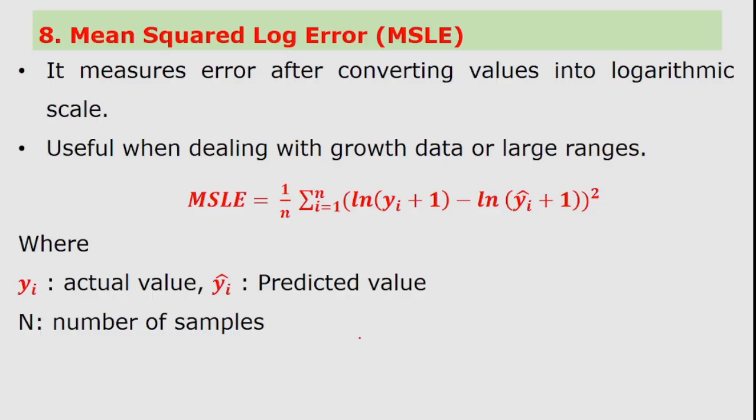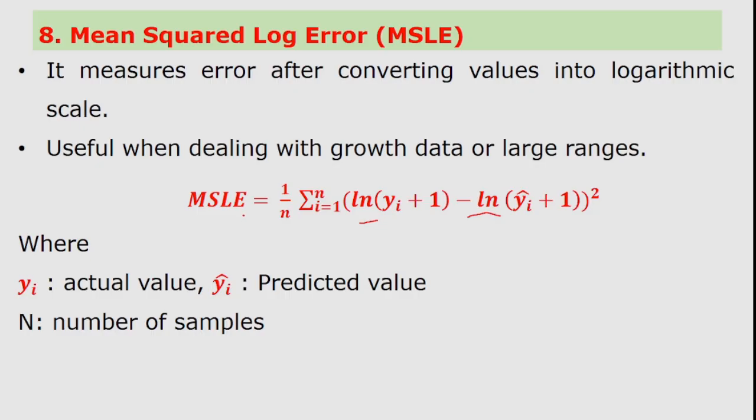So the next topic is mean square log error. It is abbreviated as MSLE. It measures error after converting values into logarithmic scale. In this example I have used ln, since many algorithms used in machine learning perform only in ln. It is useful when dealing with growth data or larger ranges.